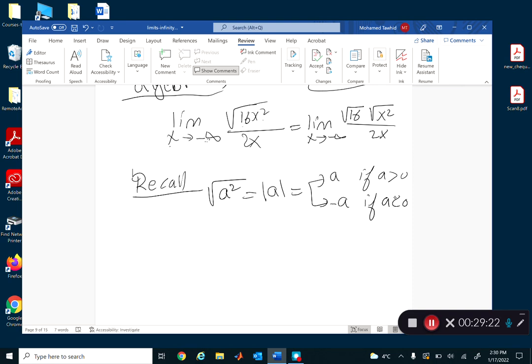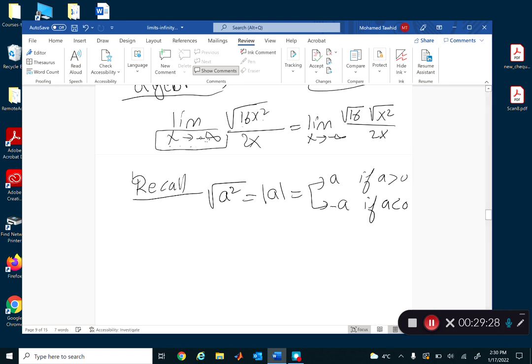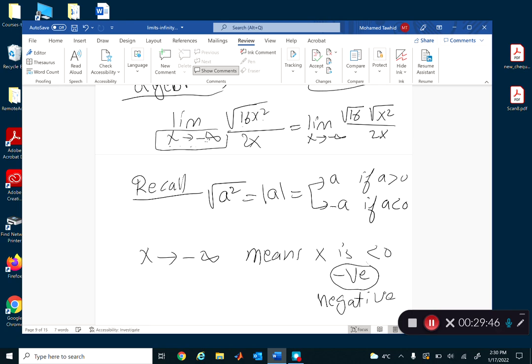All right. So here x squared. What do you know about x? Oh, x close to minus infinity. x close to minus infinity means your x is negative, less than 0. Negative means I just write minus, which is negative. If I write plus, it means positive.